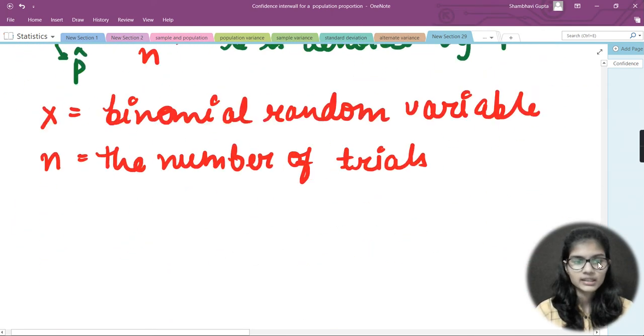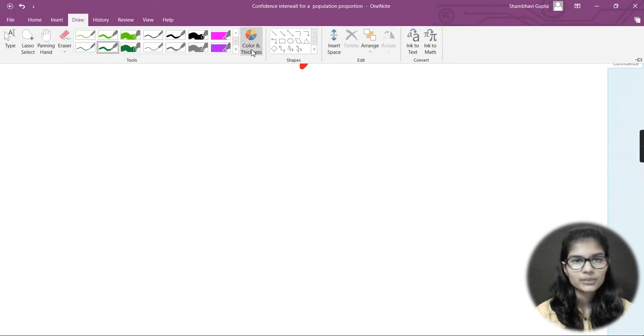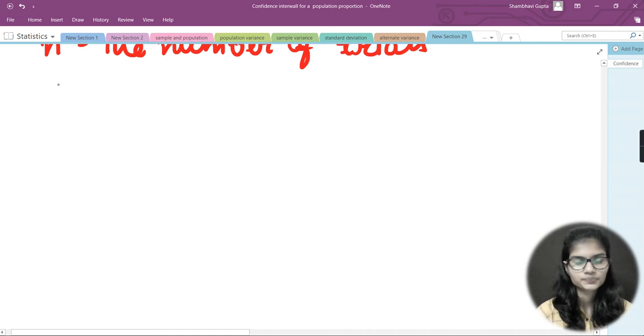Now, today I have some more cases here. Now I have defined here p dash and that was equal to x upon n, right? X was the binomial random variable and n was the number of trials. Now I have several conditions, like if the value for n is large, p is small and all those things, right? So now I will be discussing that with you. For that let me quickly choose a different color and let's begin the topic.